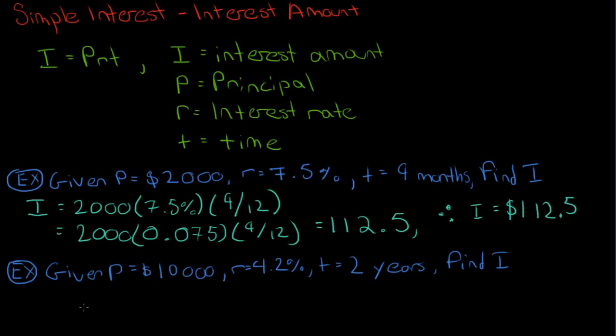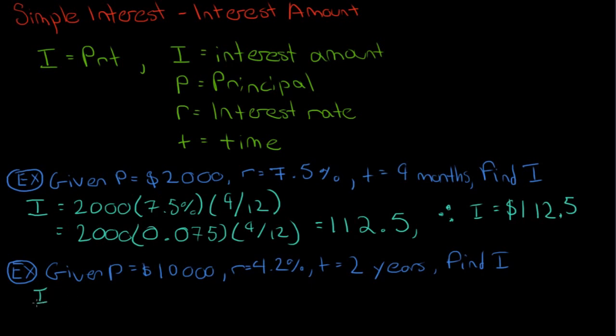Moving on, let's go to another example. So, see that our P is now equal to 10,000, our R is equal to 4.2, and our T is equal to 2 years. Find I. Well, the first thing I want to point out is now that this is in years, we don't need to do the division by 12 because it's already in years. If it's at 24 months instead of 2 years, then we would still need to do the division by 12, but because it's given in years, we don't need to worry about that.